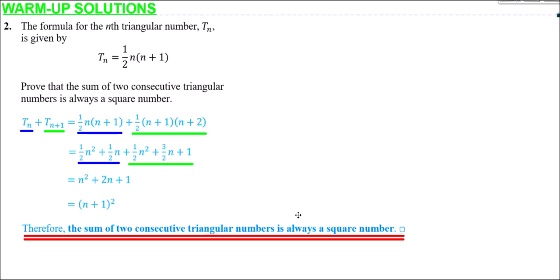Therefore, the sum of two consecutive triangular numbers is always a square number. Sometimes it's not always clear if you need to say this concluding statement or not, so I think the best course of action is, if in doubt, to always include a worded concluding statement, which just shows to the examiner that you know what the final algebraic representation means, that you know that, for example, this is sufficient.